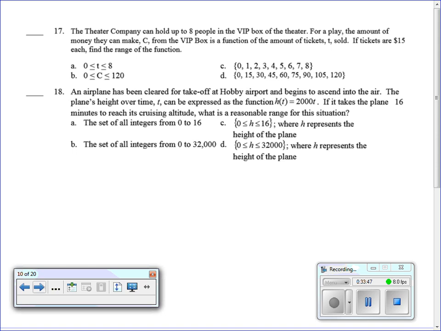Well, this would be considered discrete data because you cannot sell half of a ticket. In discrete data, we do not write it as an inequality because the inequality includes all of the values, including fractions and decimals. And in this particular case, we can't have fractional parts of a ticket. We have to determine what our range is. Our range is the amount of money from T tickets that are sold. So our range is the amount of money.